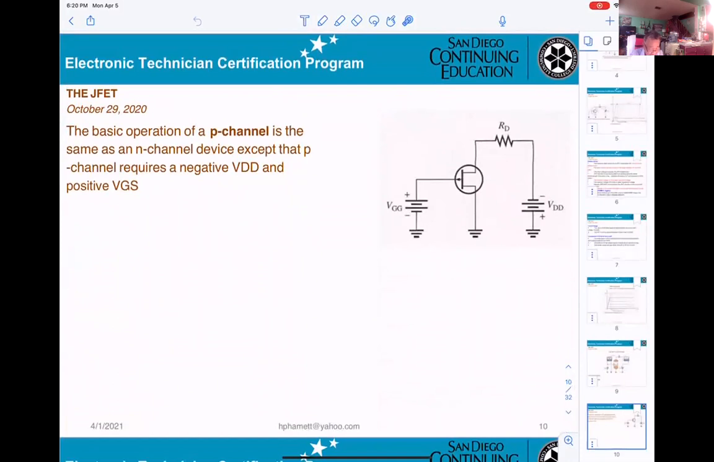The basic operation of a P channel is the same as the N channel, except P channel will require VDD to be negative and VGS to be positive. That's the difference between N channel and P channel. It's the same thing with NPN and PNP, mostly they're using NPN. And also JFET, most of the time they're using N channel.